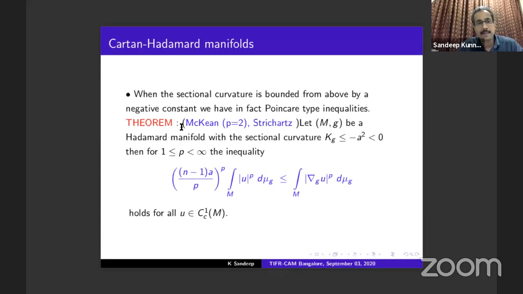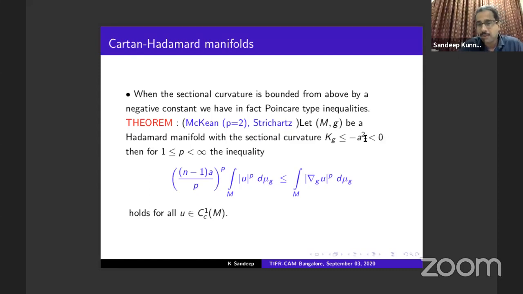This is a theorem due to McKean for p equal to 2 and generalized for general p by Strichartz, which tells you that if you have a Hadamard manifold with sectional curvature less than or equal to -a², which is strictly less than 0, then you have these Poincaré type inequalities. Not only that, these constants are the best constants in these inequalities, so you cannot improve them. But you need the curvature to be bounded away from 0.